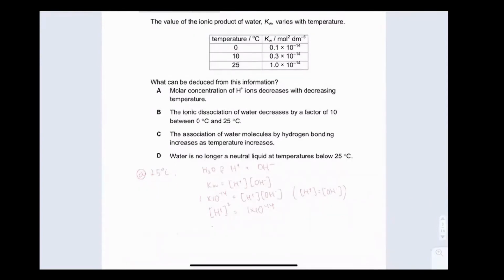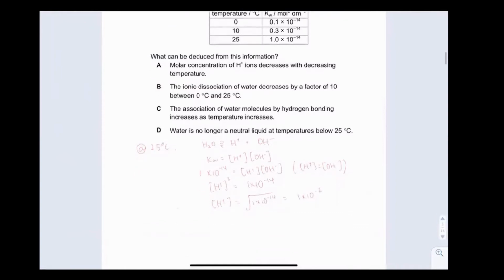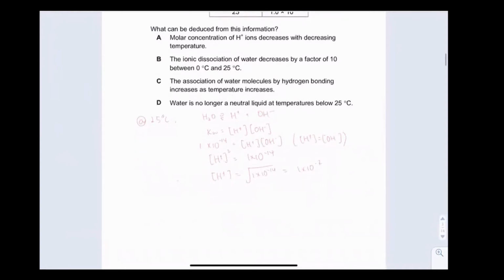Okay, so that would mean that concentration of H plus ions is equivalent to the square root of 1 times 10 power negative 14, which will give you 1 times 10 to the power negative 7. What about at 10 degrees Celsius?